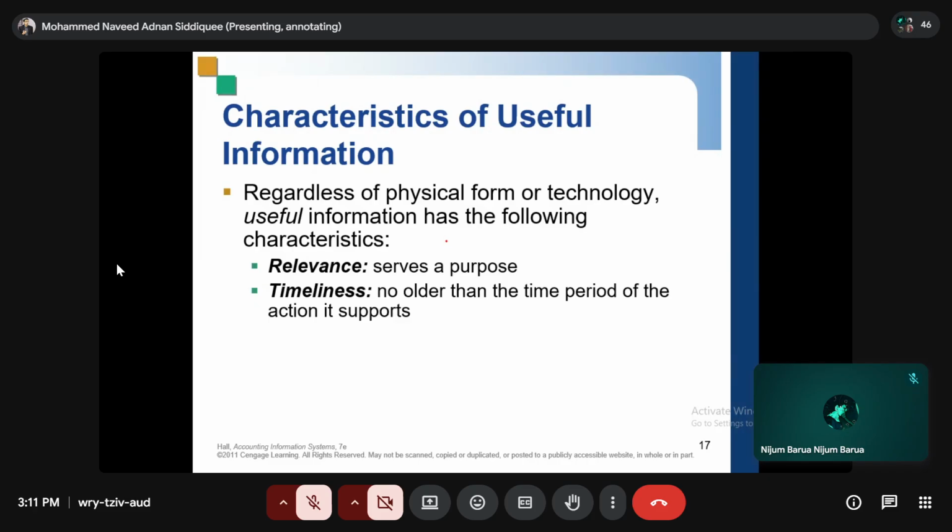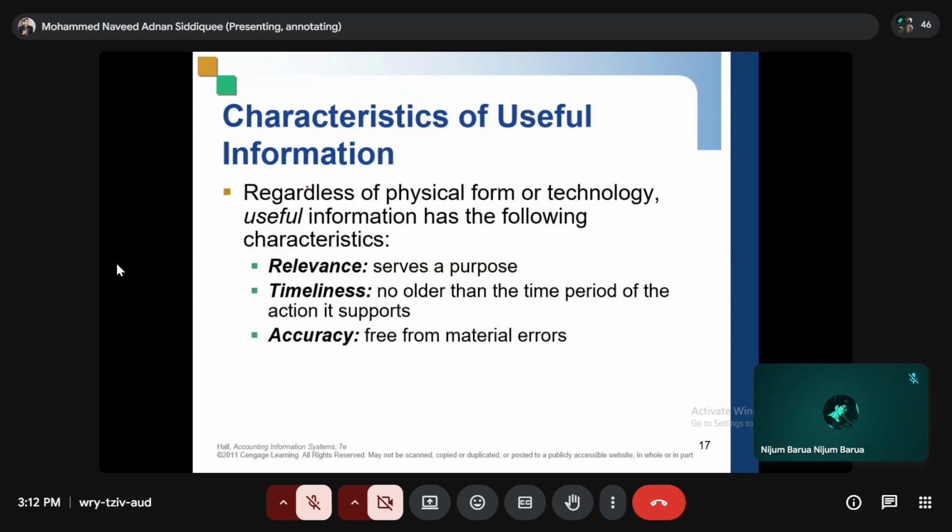Those who have done Accounting 202, you know how to do forecasts and how to do budgets, right? So you budget that you want to sell this many units, right? So generally speaking, you want the forecasts, and they have to be in a timely manner, no older than the time period of the action it supports, right? It has to be on a timely basis.